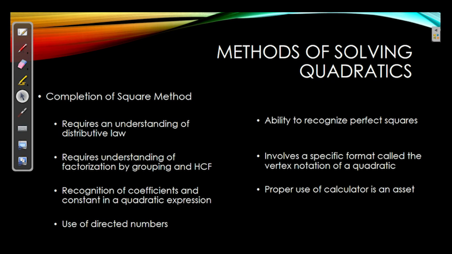This technique also requires you to be able to identify your constants and coefficients in a quadratic expression, which is one of the reasons our very first session is such an important lesson to understand properly. So if you still have challenges understanding how to recognize your coefficients and constants, I would recommend you take a look at that first lesson again.